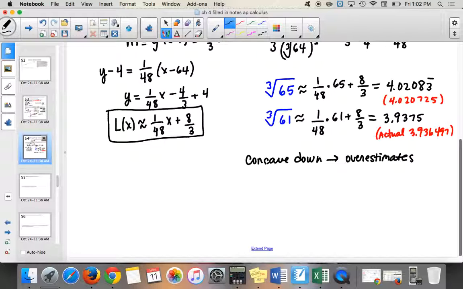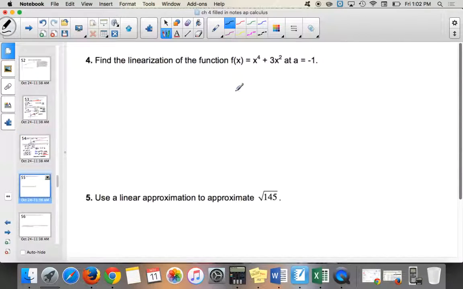All right. So what if I give you a test and I write it in a different way? Does that throw you off? What if I go down to 5? Use a linear approximation to approximate the square root of 145. Would you guys know how to approximate the square root of 145? I don't phrase it the same way, though. Can you identify what our function is? Square root of x. That is, f of x equals the square root of x.